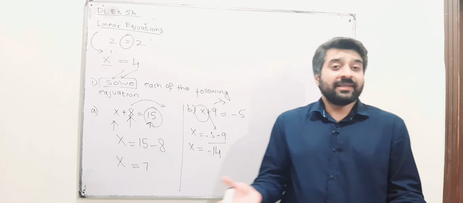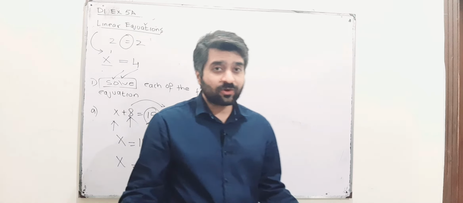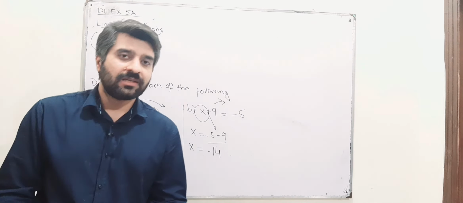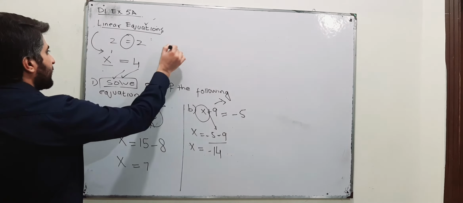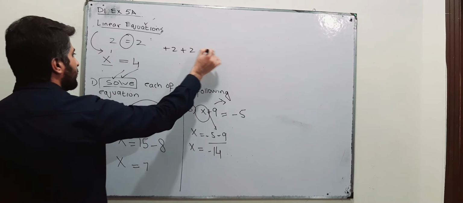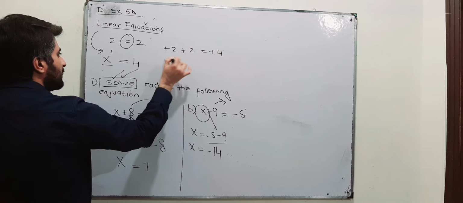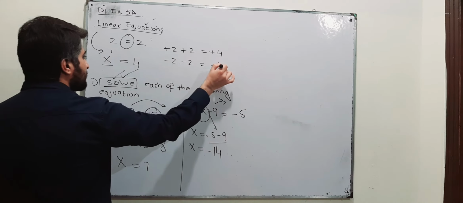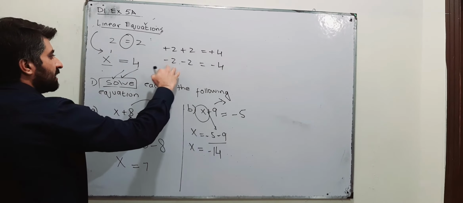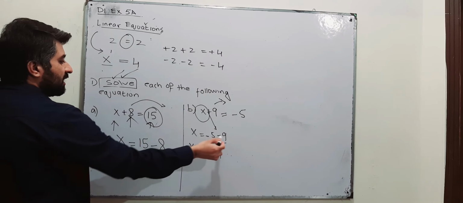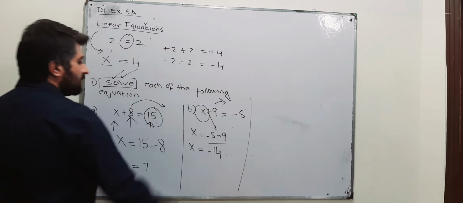Otherwise, minus 2 is minus 4 because you are subtracting them. Like you are adding plus 2 and plus 2, you add plus 2 and you write plus 4. Similarly, subtraction has the same rights like the addition have. So, minus 2 is minus 4. Minus 5 minus 9 is minus 14.